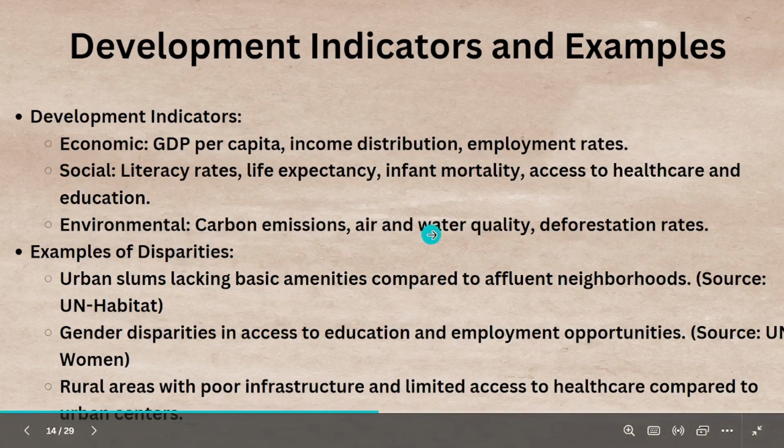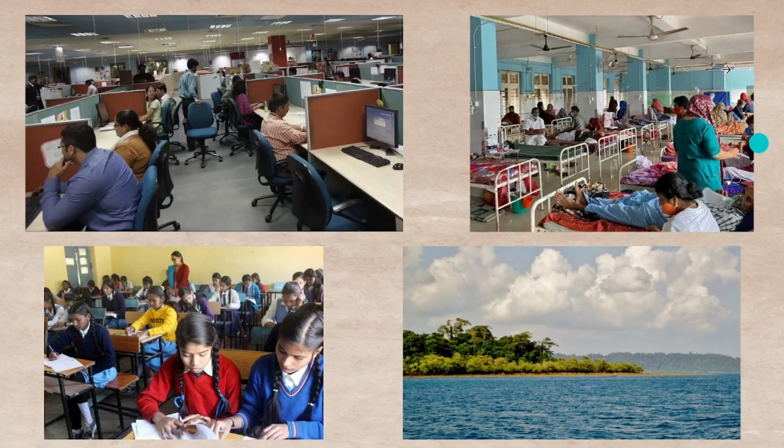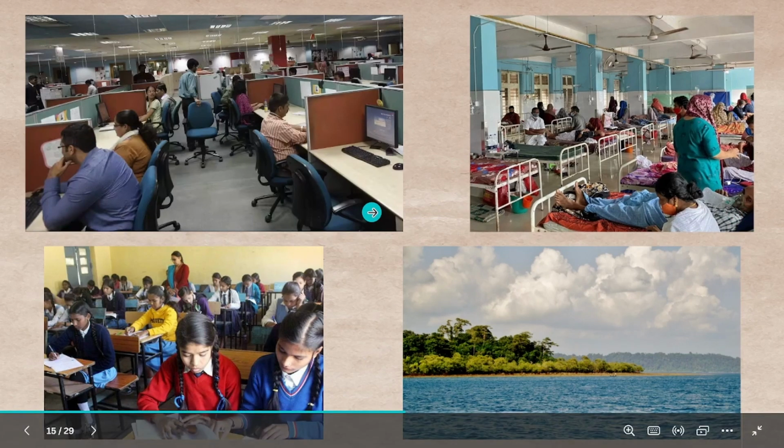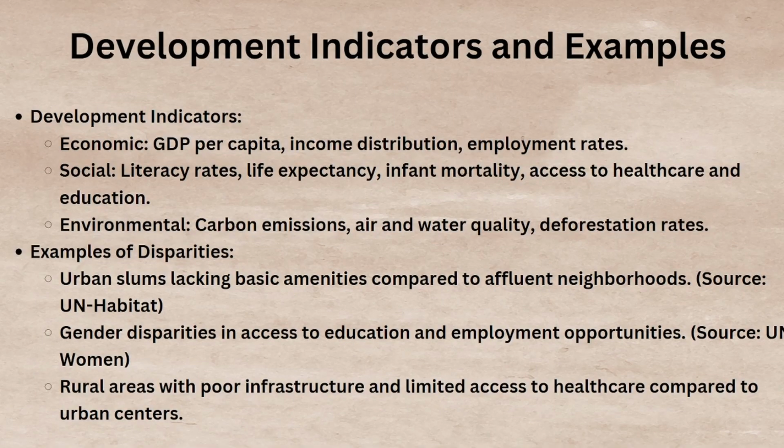Sorry, I forgot to show pictures. So having healthcare, having education, having good employment rates, having good clean water. All these are picture references to what I have explained just before.